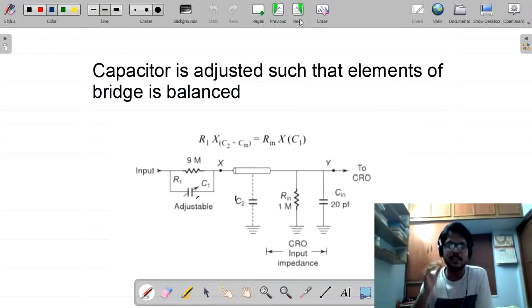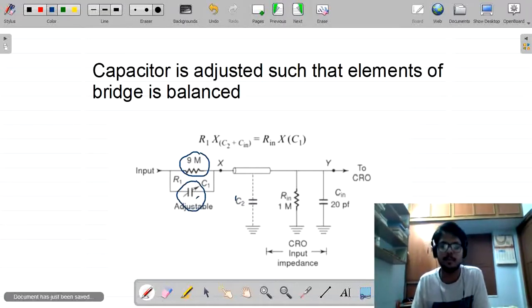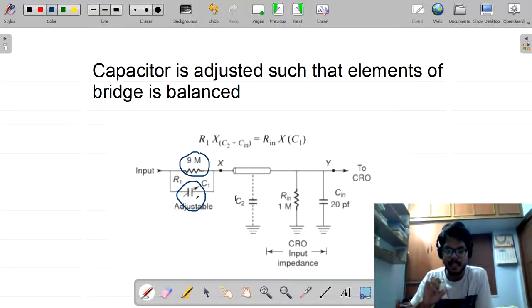See, this is the circuit of the passive high voltage probe. See here what we have done. We have taken a high input resistance with a variable capacitor, also called a varicap. By changing the capacitance C1, we control the impedance of the entire circuit. See this diagram very carefully.